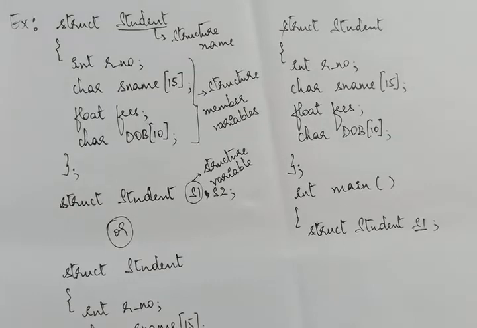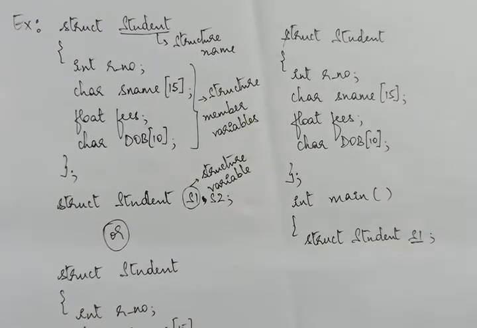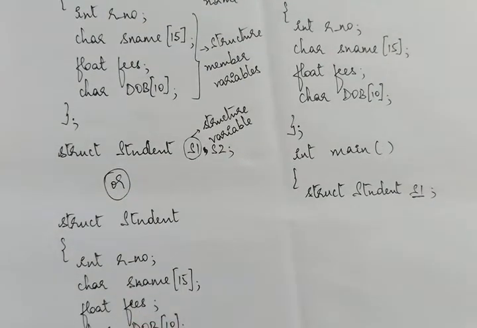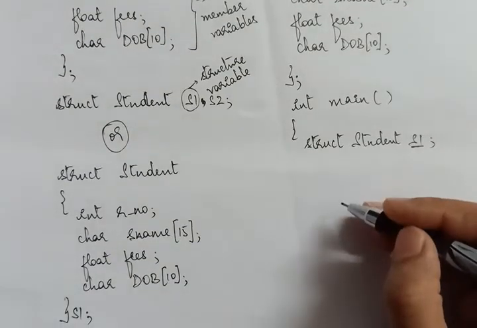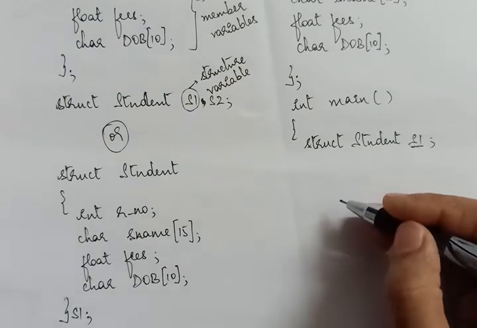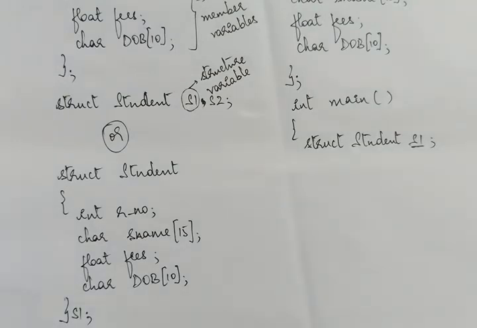Now, how do you store values in a structure? You can store values in a structure in two ways. Either it could be initialization, that is static assignment within the program, or it could be dynamic, by asking the user and entering it. So let's see how to do initialization of a structure.